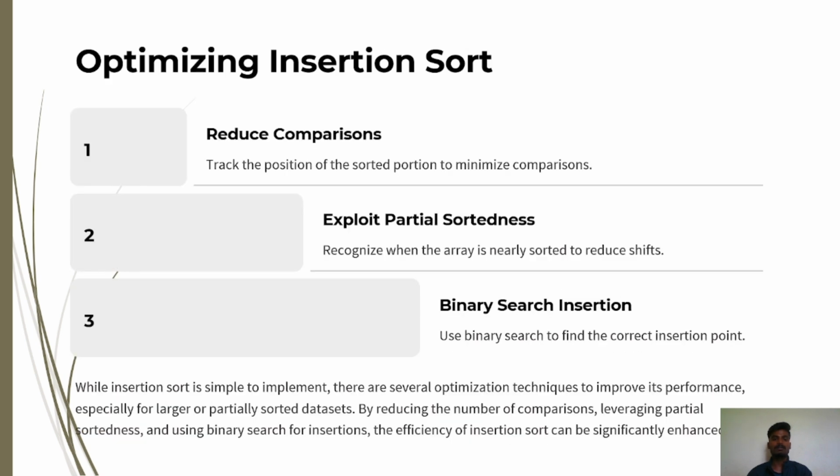Optimizing insertion sort. Reduce comparisons. Track the positions of the sorted portion to minimize comparisons. Exploit partial sortedness. Recognize when the array is nearly sorted to reduce shifts. Binary search insertion. Use binary search to find the correct insertion point. While insertion sort is simple to implement, there are several optimization techniques to improve its performance, especially for larger or partially sorted datasets. By reducing the number of comparisons, leveraging partial sortedness, and using binary search for insertion, the efficiency of insertion sort can be significantly enhanced.